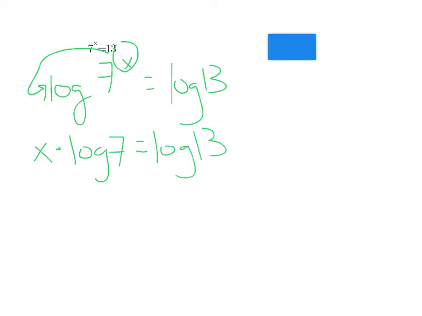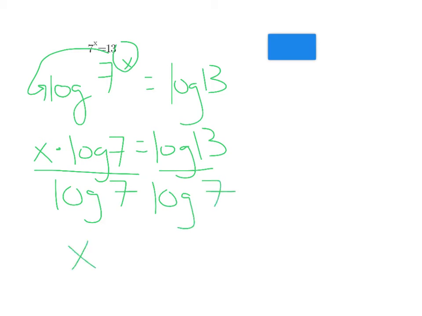Now, since x is being multiplied by the log of 7, to isolate it, I would divide both sides of my equation by the log of 7. At this point, this becomes a calculator problem, so you would plug in log of 13 divided by log of 7 on a calculator and get that x is approximately equal to 1.318.